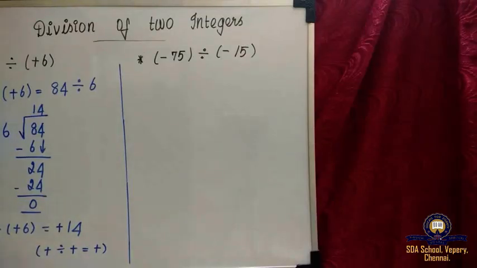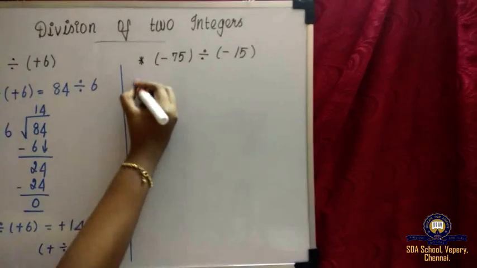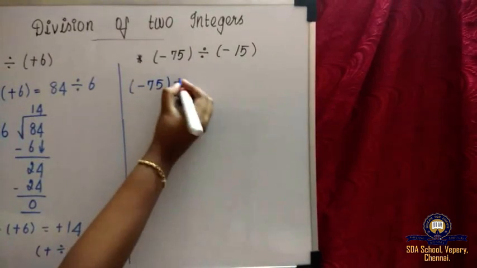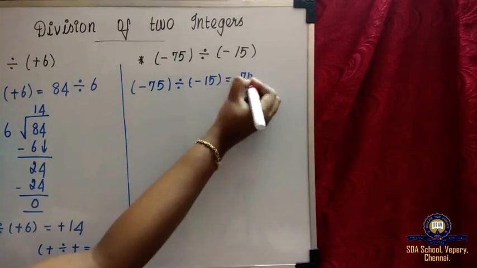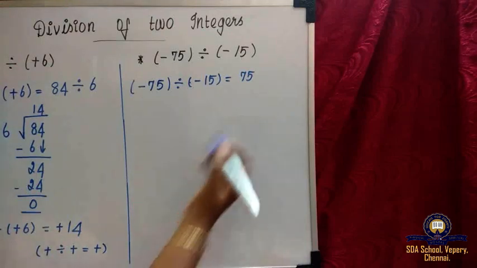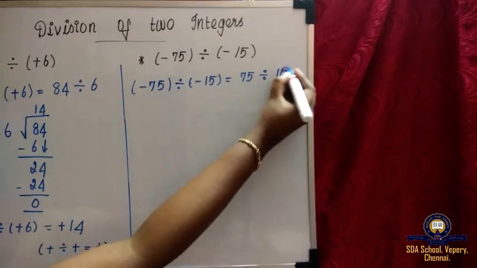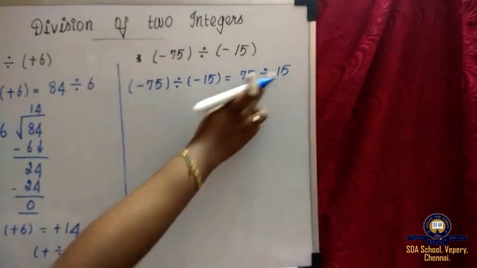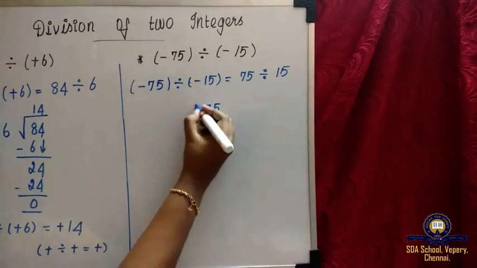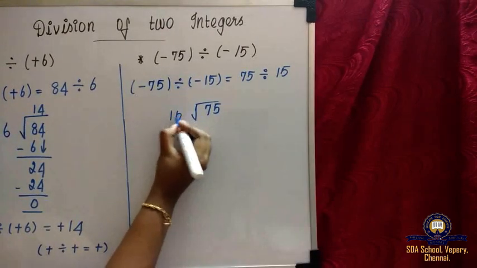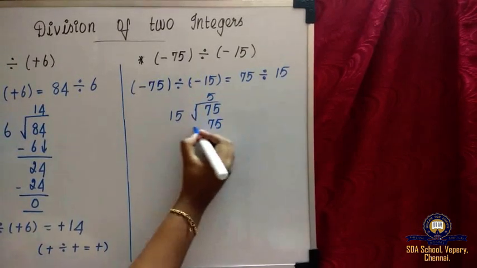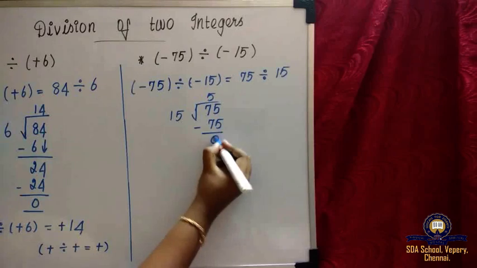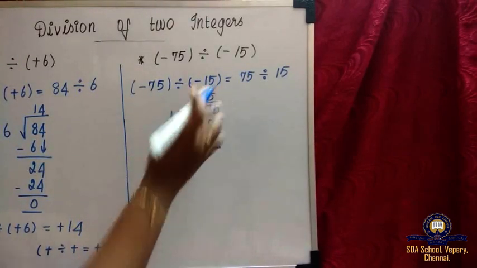Next problem, minus 75 divided by minus 15. So first we have to find the absolute value and we have to divide the absolute value. The absolute value of minus 75 is 75 and the absolute value of minus 15 is 15. So now we will divide 75 by 15. 15 5s are 75. So the remainder will be 0, right? So we get the quotient to be 5.